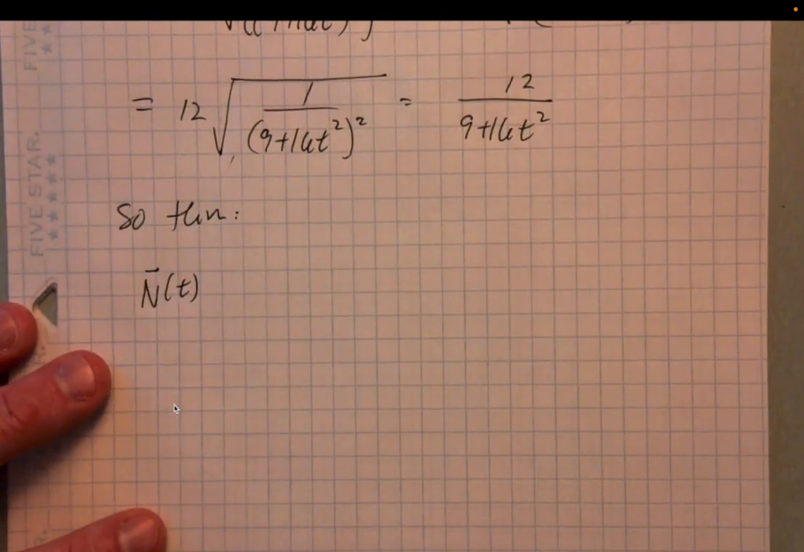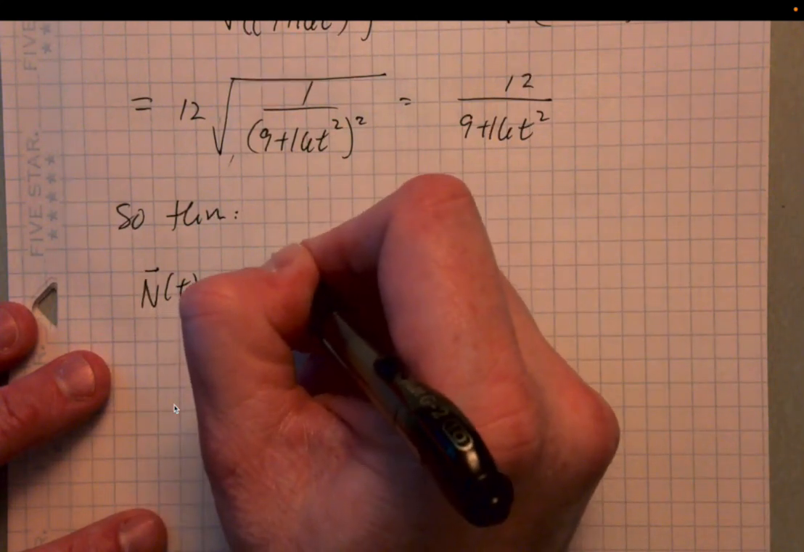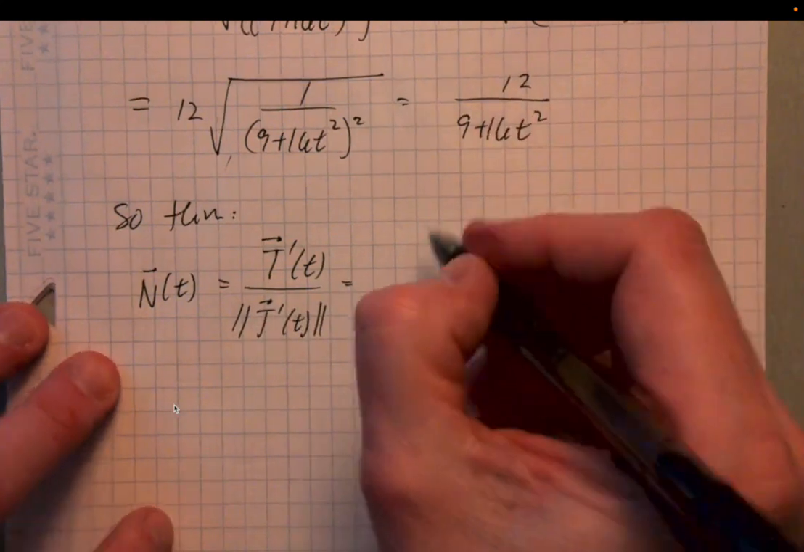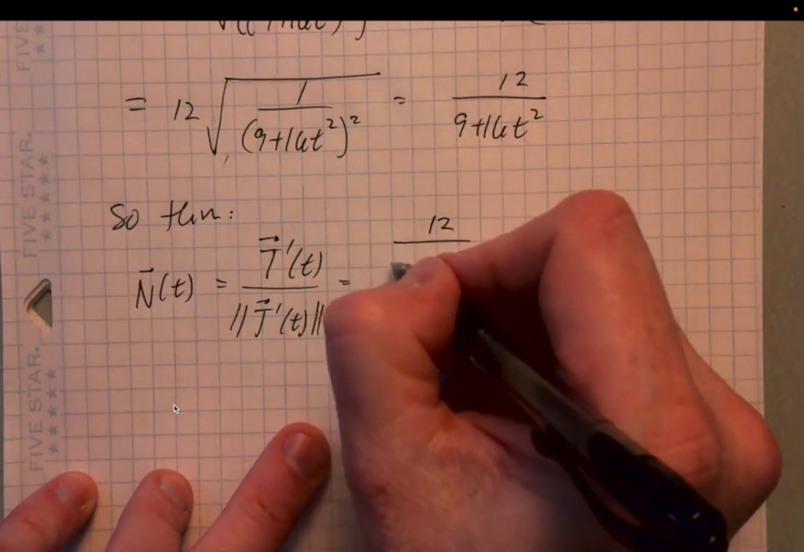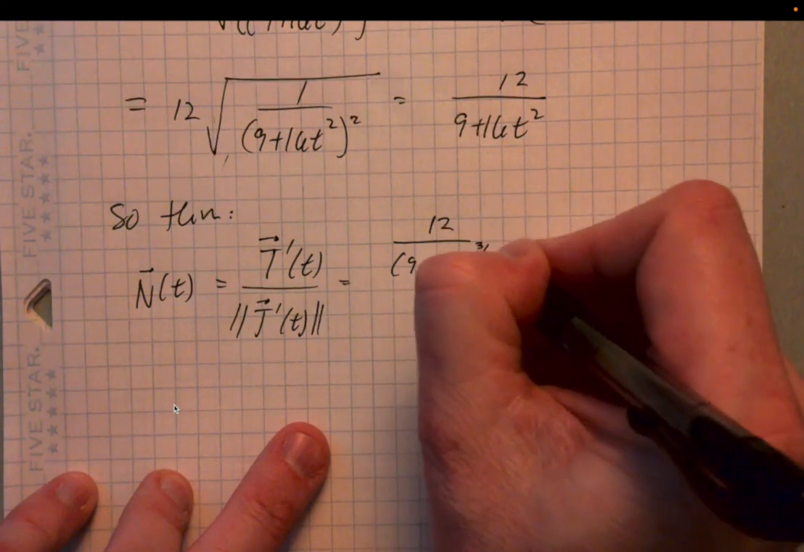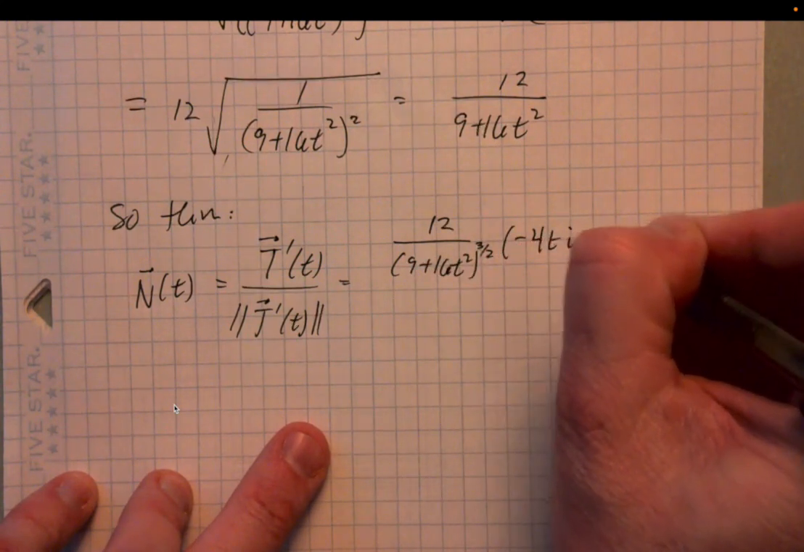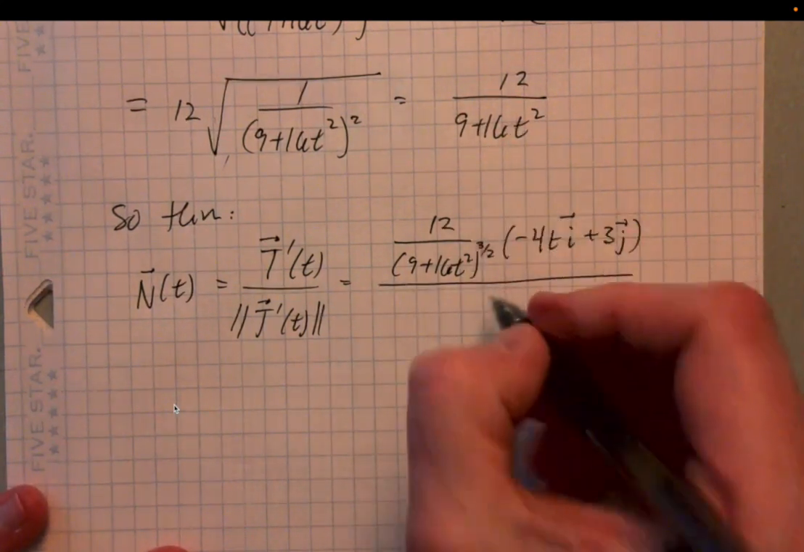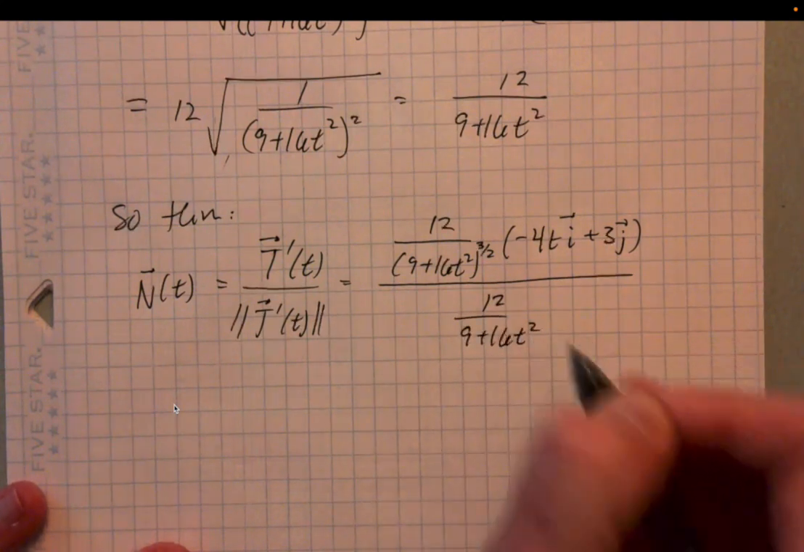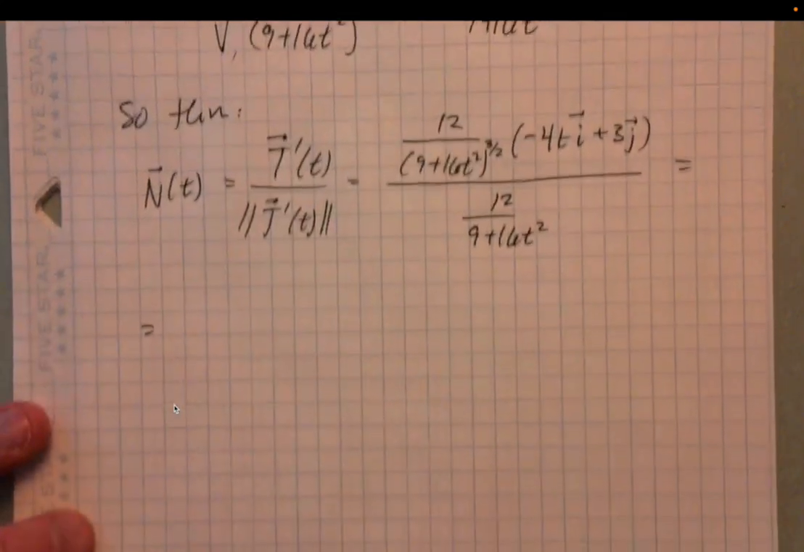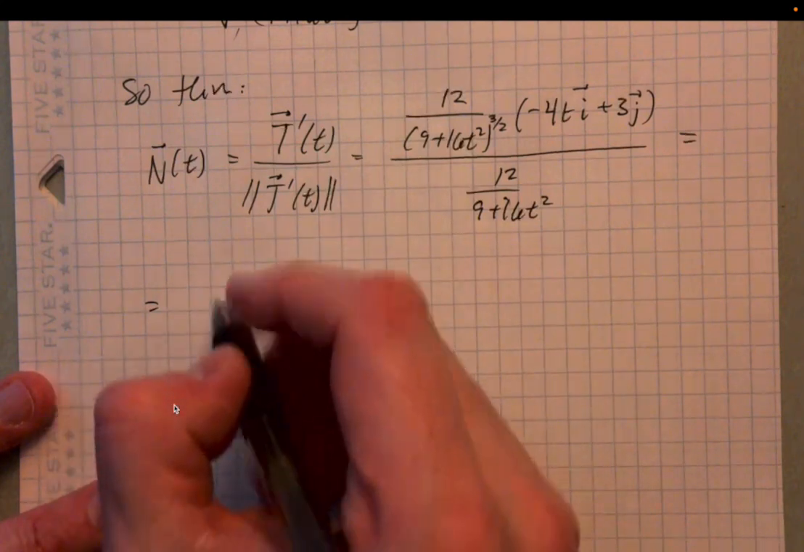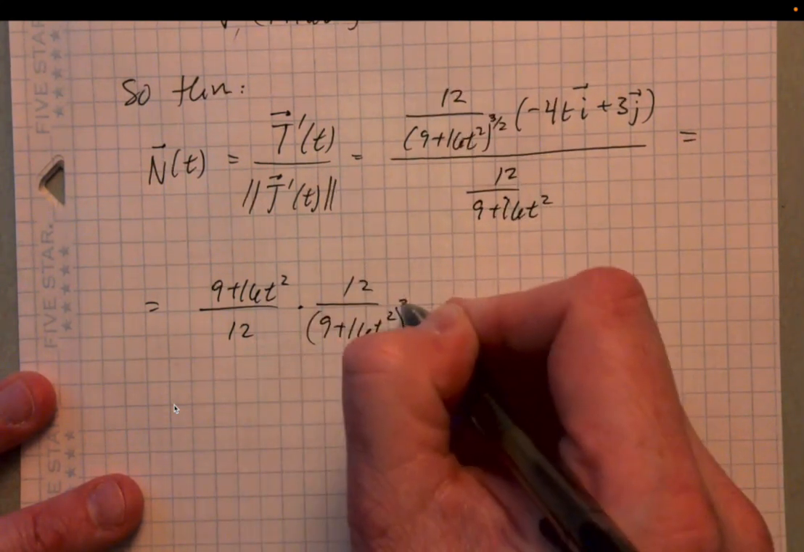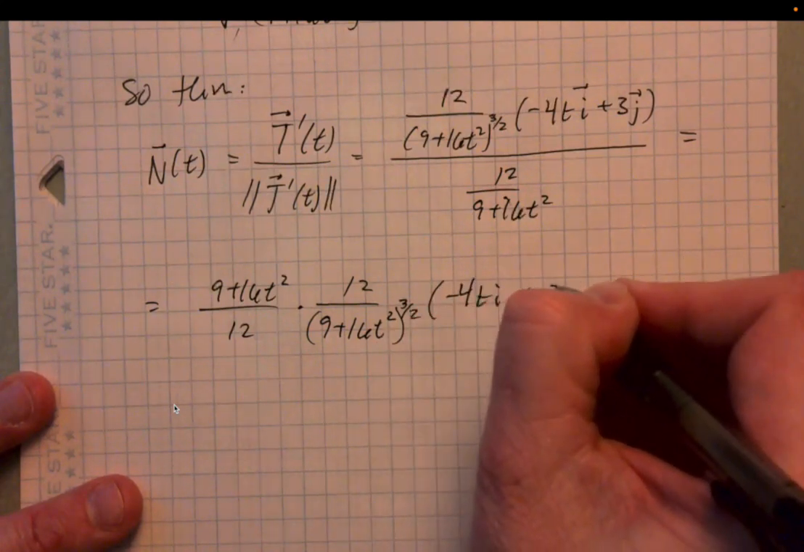Okay, so then N of t, what is that going to be equal to? Well, that is T prime of t divided by its norm, which we just found. So this is going to be 12 divided by 9 plus 16t squared to the 3/2 power times negative 4ti plus 3j, pulling that from previous work, and then divided by the norm that we just found, which is 12 over 9 plus 16t squared. This one will simplify very quickly. We'll just take this piece here, invert and multiply. So 9 plus 16t squared over 12 times this, and then negative 4ti plus 3j.